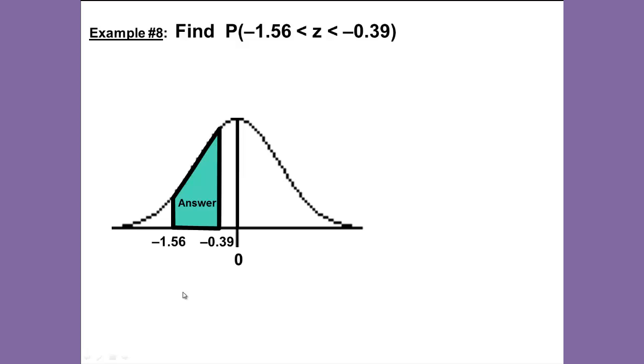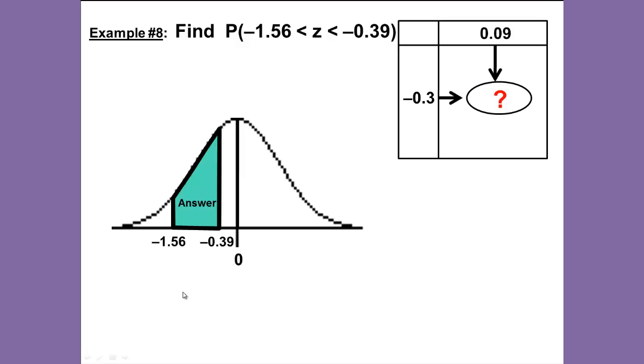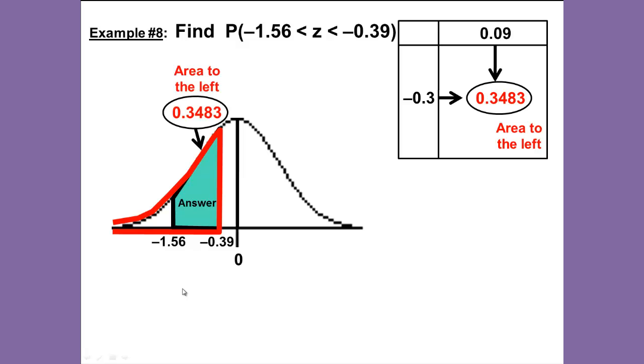Look up both of those numbers. For negative 0.39, you will get 0.3483, and that is the area to the left, shaded in red or highlighted around in red. Notice how Ms. Borlaug uses an arrow to point to that area.